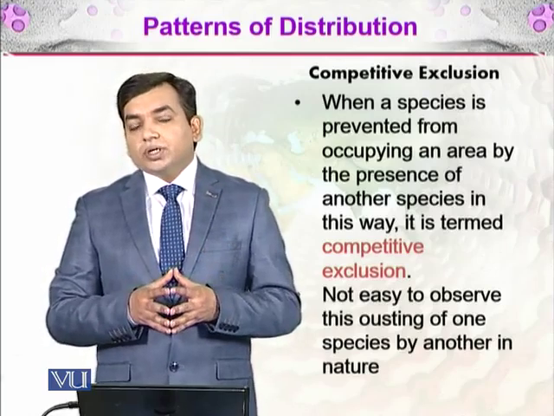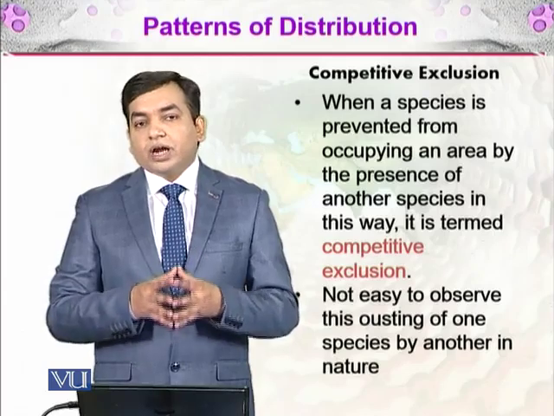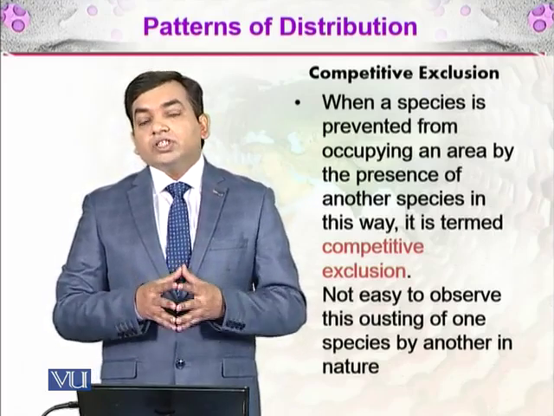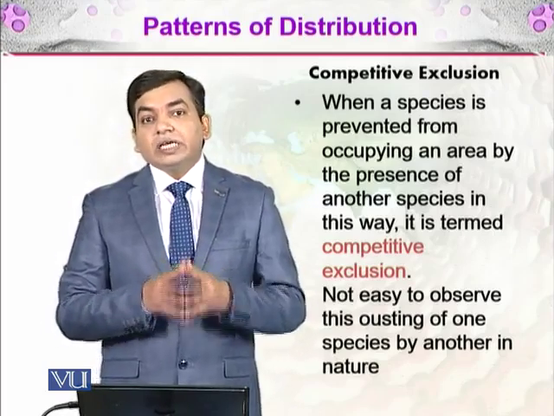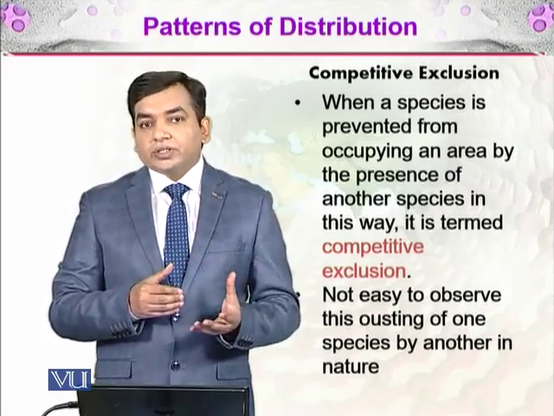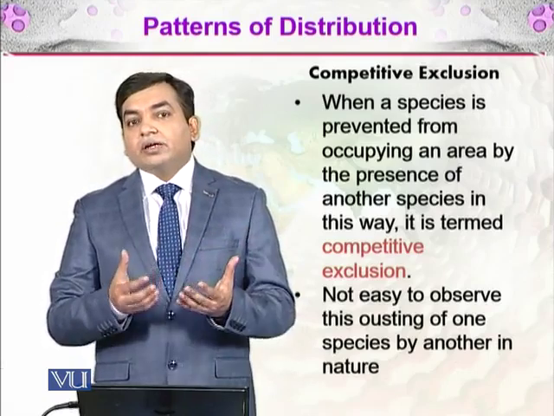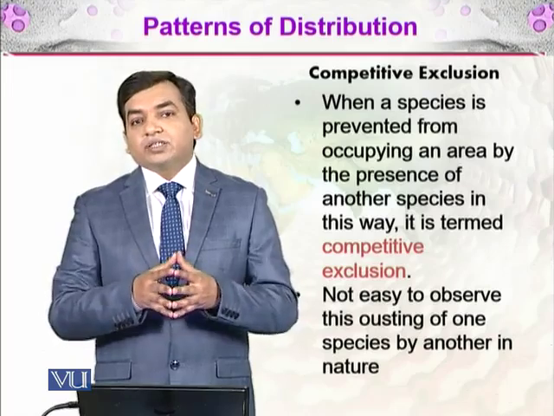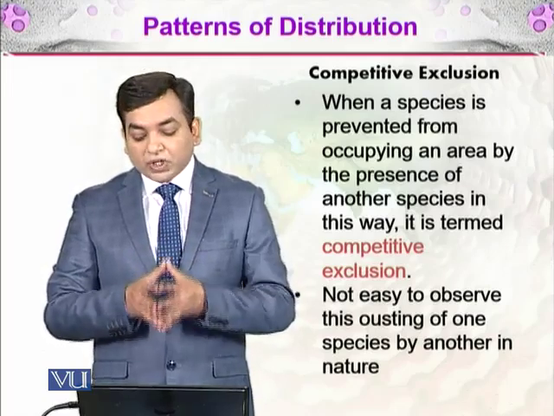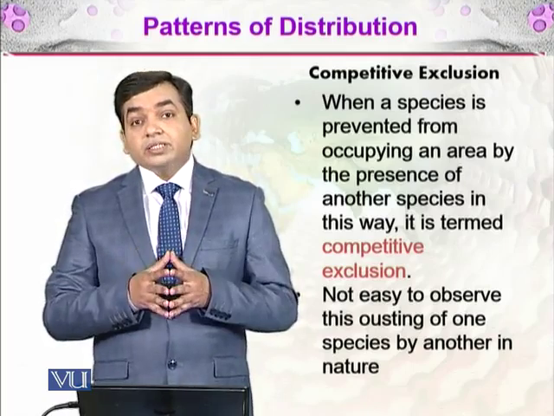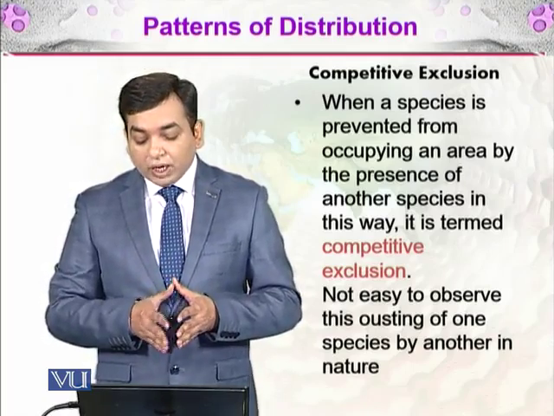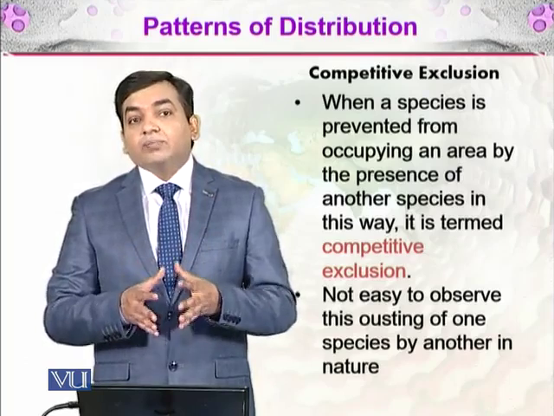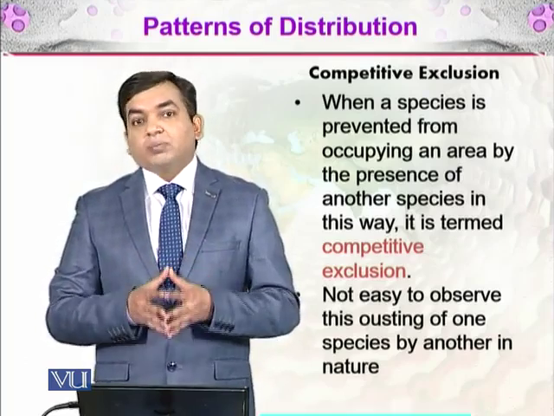So there is one species actively using the resources in one area, and the other species is not able to compete with that species. Eventually the other species will leave that area or it will go extinct. If that species is migrating, that means there was competition, and that competition excluded that species from that area, and this is called competitive exclusion. And this ousting of one species by another is not easy to observe in nature. So we cannot see that, but we can see the evidence of it in the form of the fossil record.